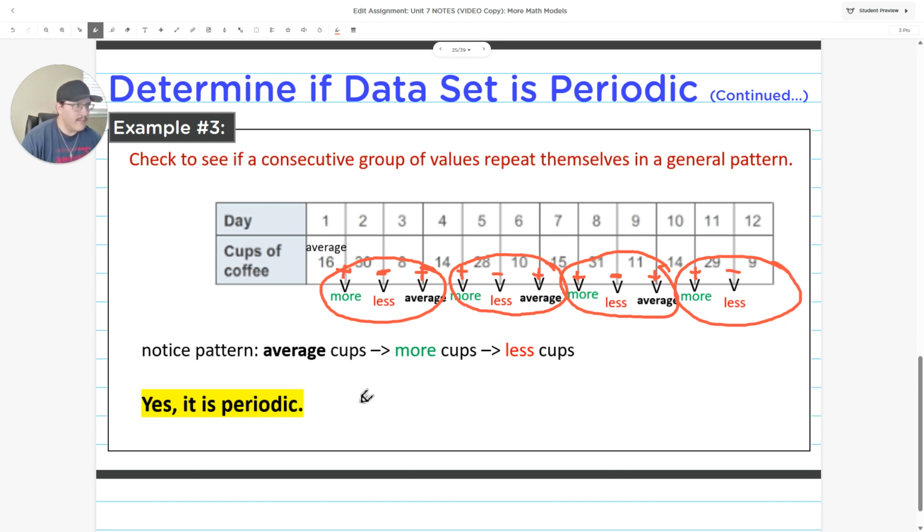So yes, because I see there is a pattern in the numbers, and again, notice where I'm looking for the pattern. It's not on the x values, it's on the y values. If the y values show that there is a pattern that you can repeat over and over again, then yes, this is periodic.